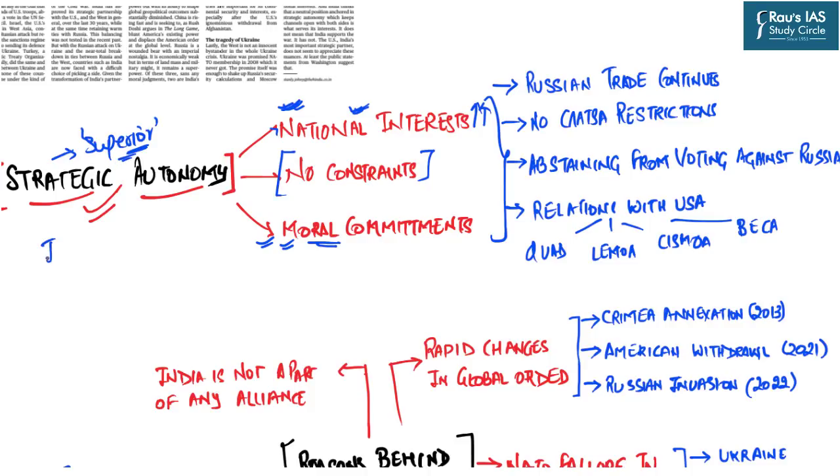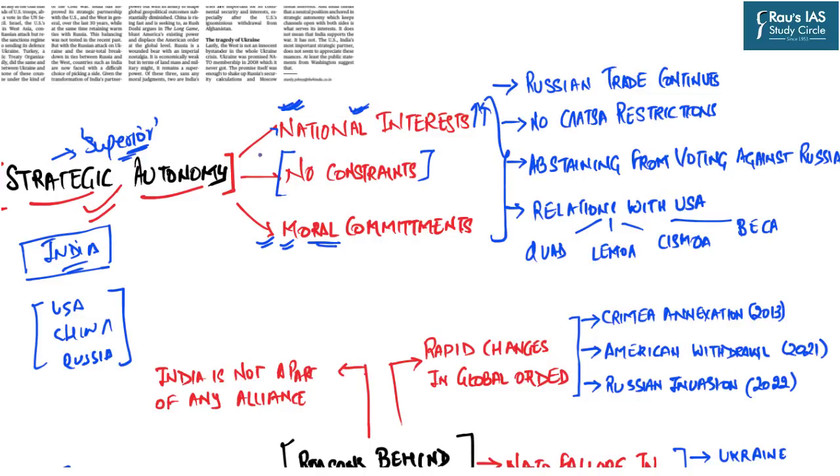Which means that if we have a country, India, and India has to decide some foreign policies, India is superior in this sense. No other country, whether it is the US, China, or Russia, can compel India to take a stance which conforms to their individual standards. India will take the stand which will preserve its own national interest without facing any constraint from any country across the world. So this is basically strategic autonomy.